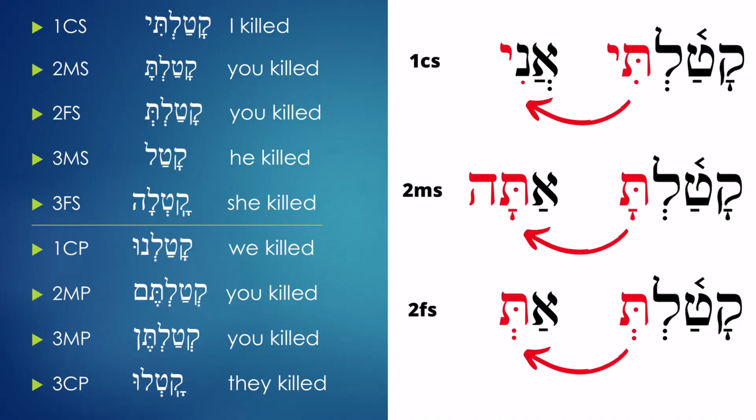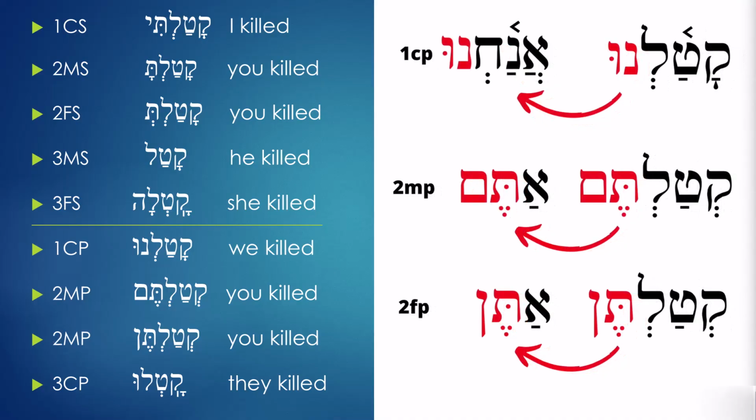Let's look at other forms. Here we have first common plural, and we have the word katalnu. And that nu at the end corresponds to the pronoun anachnu, and anachnu means we. These are now plural forms. And so katalnu means we killed.